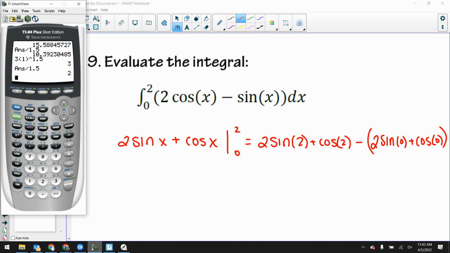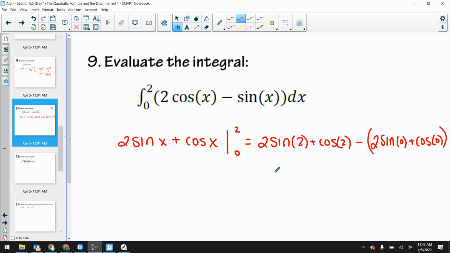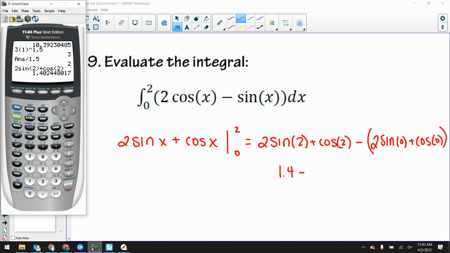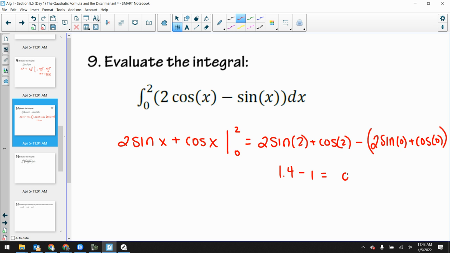Let's evaluate. 2 sine 2 plus cosine 2, 1.4. And then 2 sine 0 plus cosine 0. This is 1, isn't it? Yeah, 1. So this is 0.4.